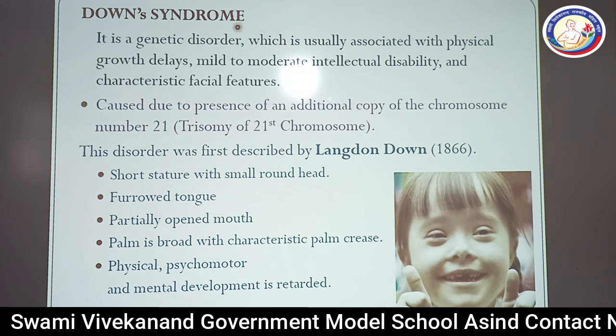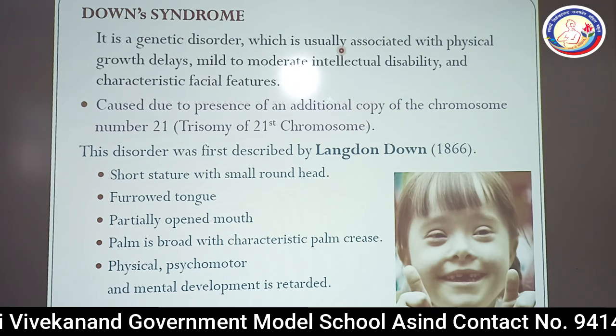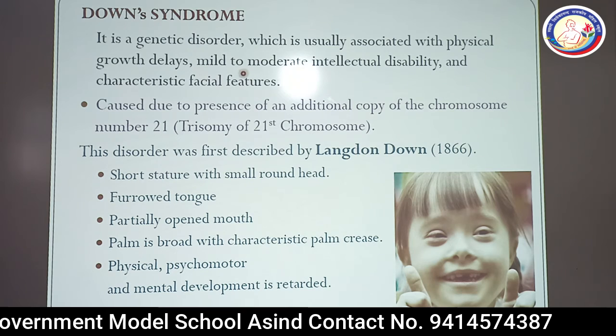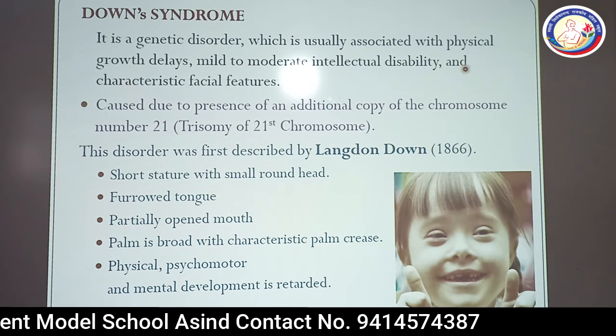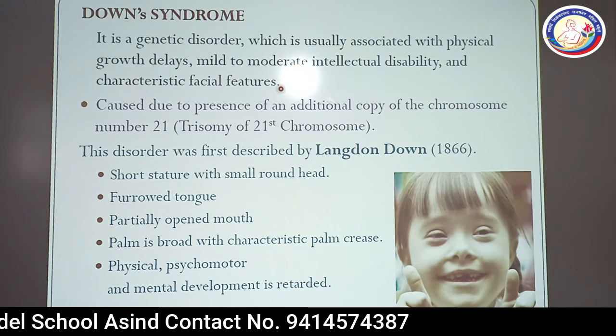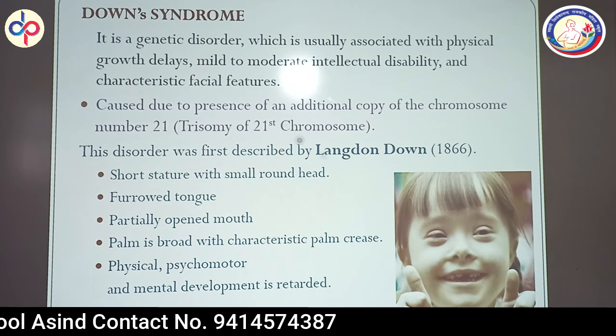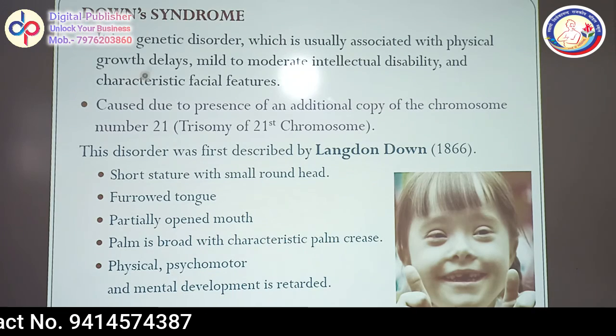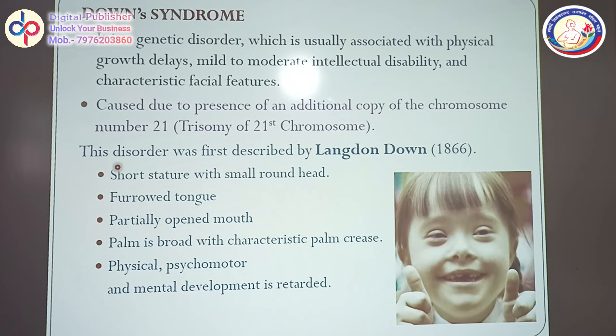Now come to some important examples. What is Down syndrome? It is a genetic disorder usually associated with physical growth delays, mild to moderate intellectual disability, and characteristic facial features. The person will show specific facial features. You can see this girl here. What is the reason for Down syndrome? It is caused by the presence of an additional copy of the 21st chromosome, trisomy of chromosome 21. This disorder was first described by Langdon Down in 1866.